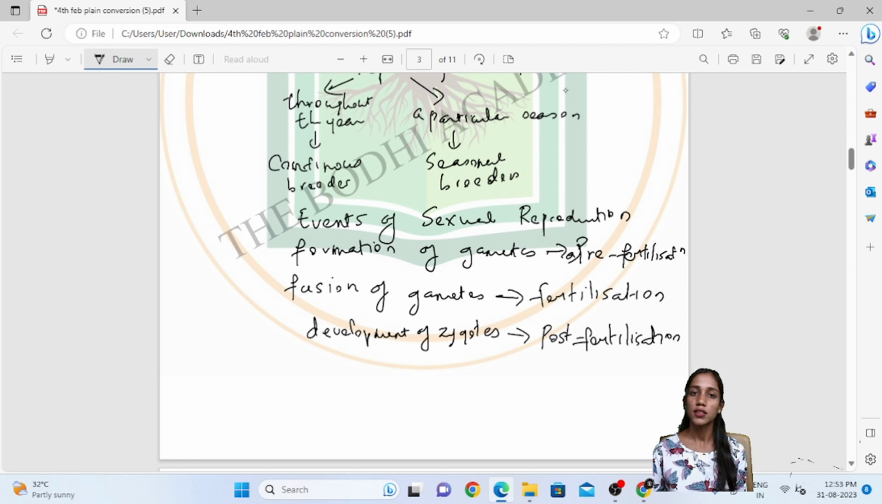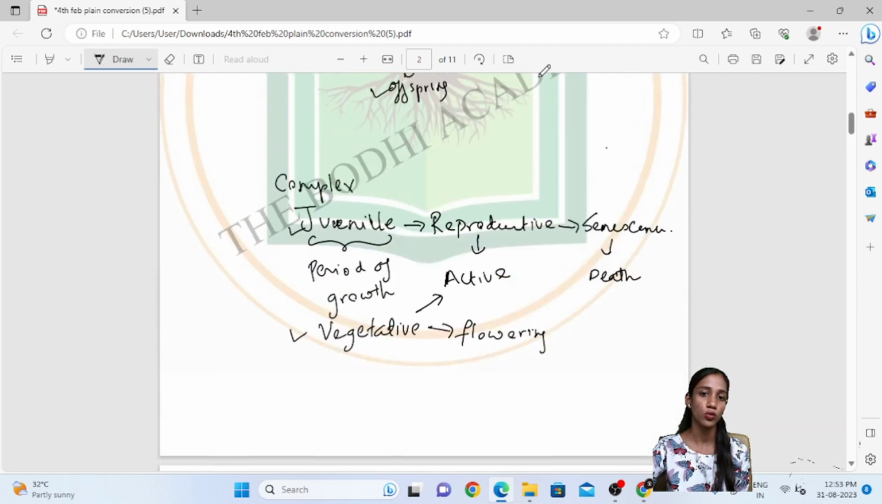So this includes the three main events of sexual reproduction. First is pre-fertilization, wherein the gametes are formed. Second is the fertilization event, where the actual fusion of gametes takes place to form the zygote. And further is the post-fertilization event, which includes all the events which occur after fertilization, meaning the development of the zygote and the effect it has on the organism which produces the offspring, the parent which produces the offspring. Everything will come under the introduction of sexual reproduction.